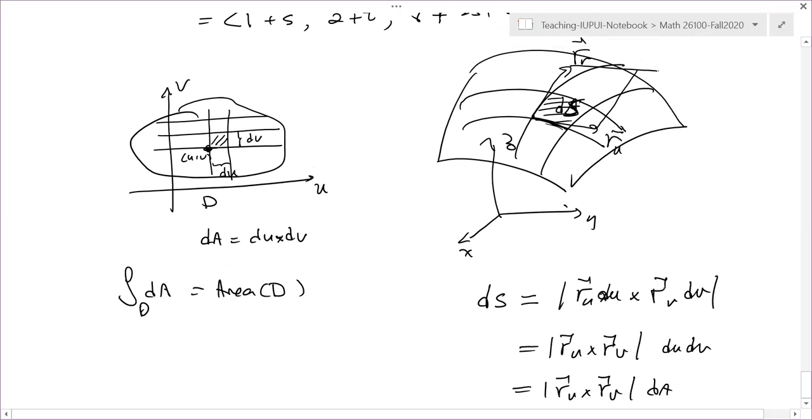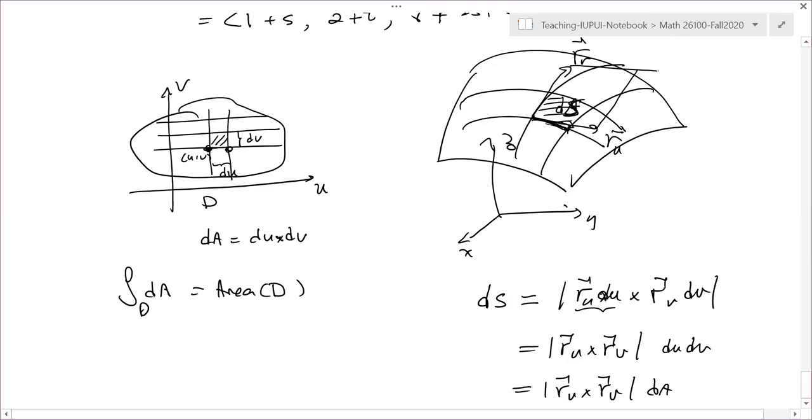Remember the cross product: the length of the cross product is going to be the area of the parallelogram. And the approximation for that small piece, the tangent vector, is r_u du, okay?